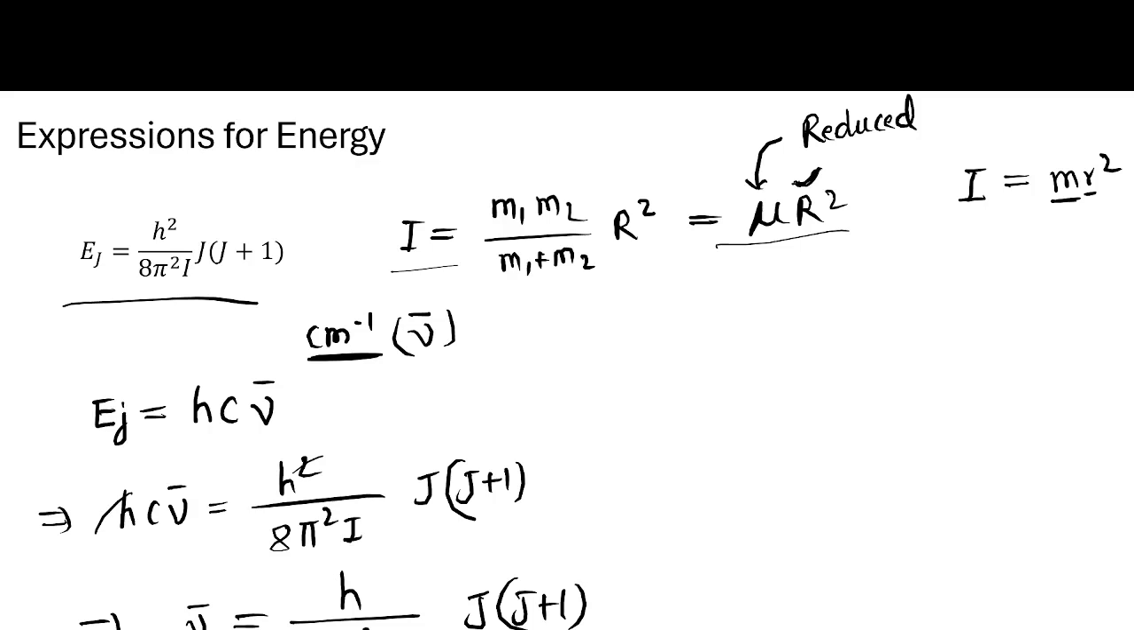See, initially we started the correspondence between linear and angular motion, and from there we derived the energy for rotation of a diatomic molecule. It comes like this. So what is B here? B is h over 8 pi square I c. This we call the rotational constant. So these are the expressions for energy. One is here in centimeter inverse and the second one is here in joule.